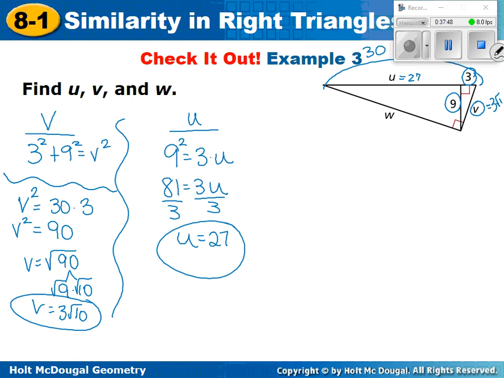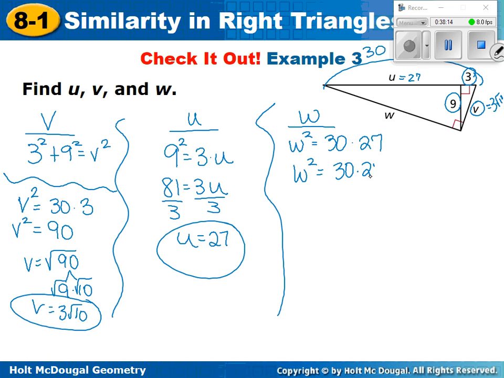Okay, and then we go back and we want to find W. You could use this 3 square roots of 10 and do Pythagorean theorem. Be careful if you do it that way. Or you could find W by doing your shortcut again. Leg squared, W squared equals the whole hypotenuse 30 times the part touching W, 27. That gives me W squared equals, I'm going to leave it as 30 times 27 and then take the square root. Is it a perfect square? It's not, right?